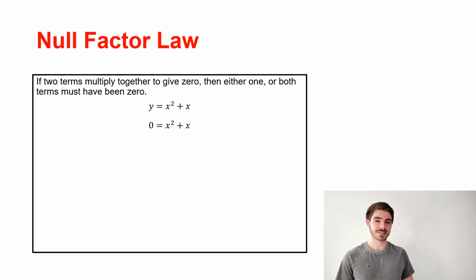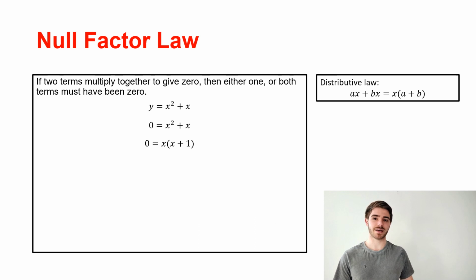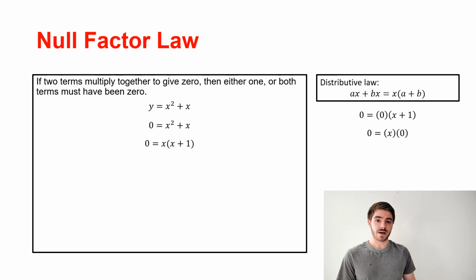Now here's where we're going to get just a little bit fancy. We're going to take out the common factor of x from both terms. Suddenly, we have an expression that is a product of two terms, x and x plus 1. The Null Factor Law states that either x or x plus 1 must have equaled 0 in this equation to get a result of 0. With this in mind, we can now begin to solve the equation.